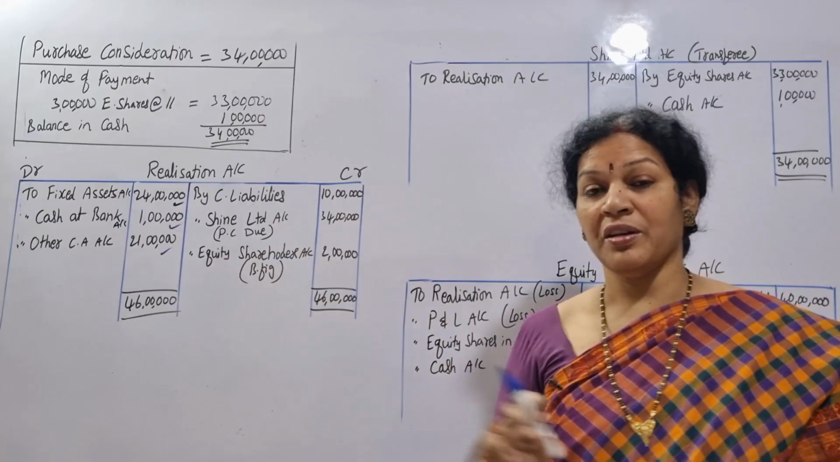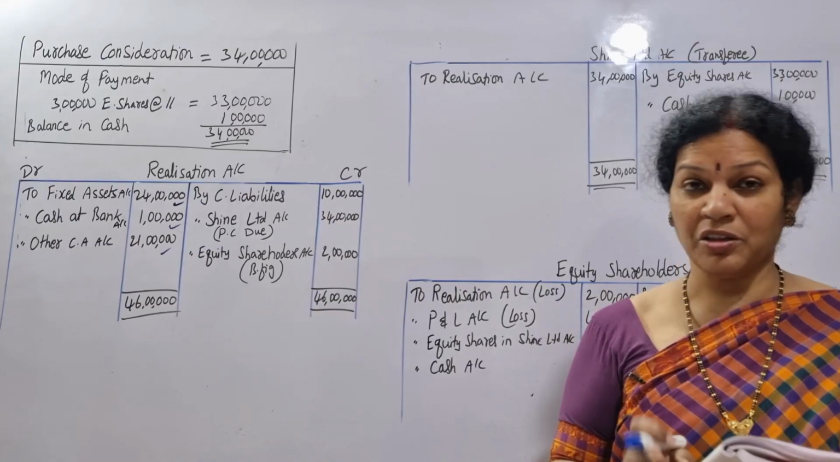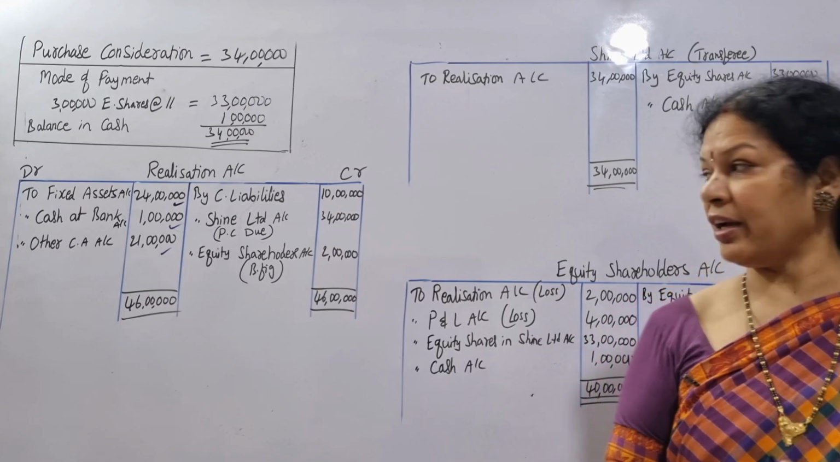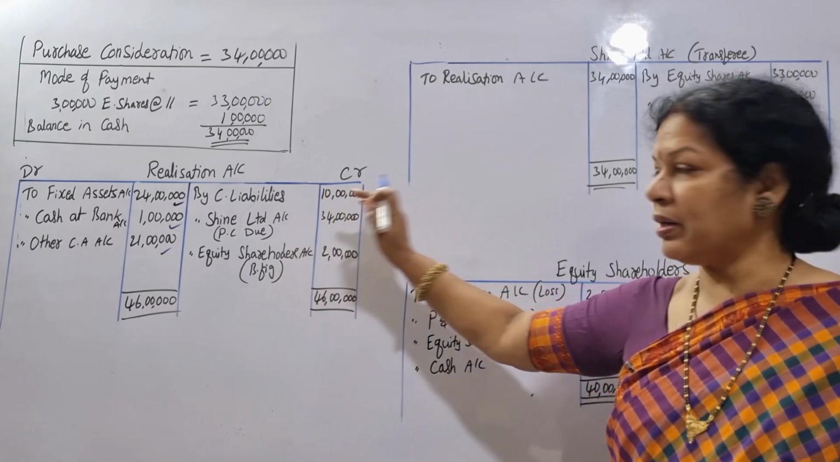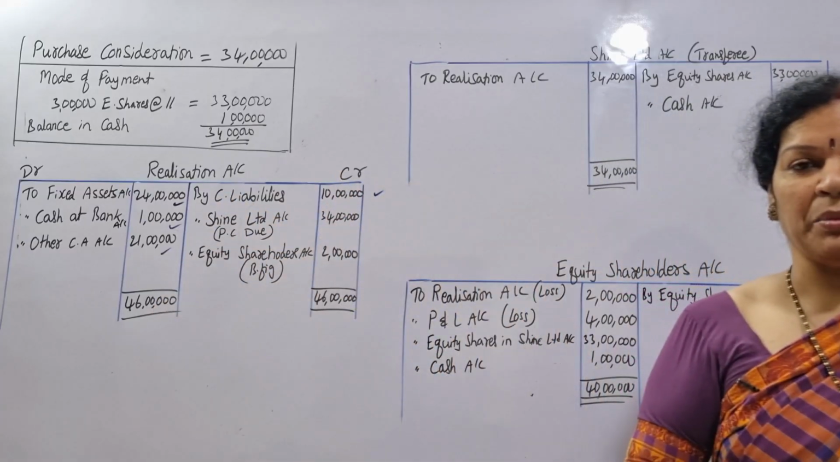Assets transferred. The second entry will always be transferring of the liabilities, the outsider liabilities. Outsider liabilities means we have only current liability of 10 lakh. So this current liability we transfer on the credit side. Debit side assets, credit side liability.